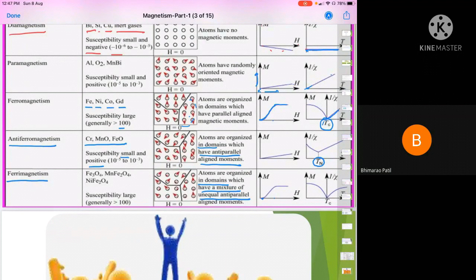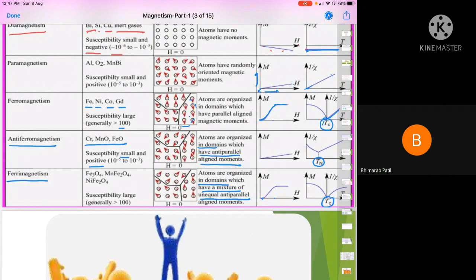Here you see if you plot the graph of the reciprocal of the molar susceptibility versus the temperature, then first the magnetic susceptibility with respect to temperature rapidly decreases, and after a certain temperature it behaves like a paramagnetic material. That temperature is known as the Curie temperature, like ferromagnetic substances. Ferrimagnetic substances are also characterized by the Curie temperature.